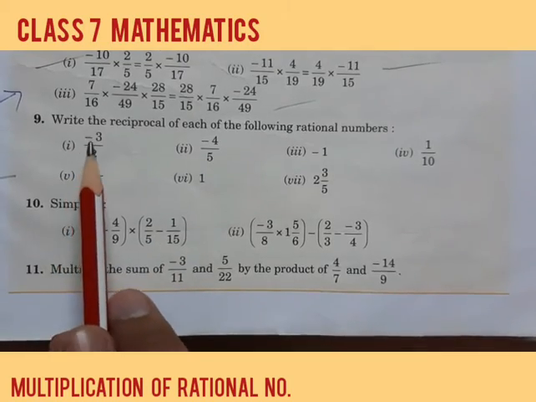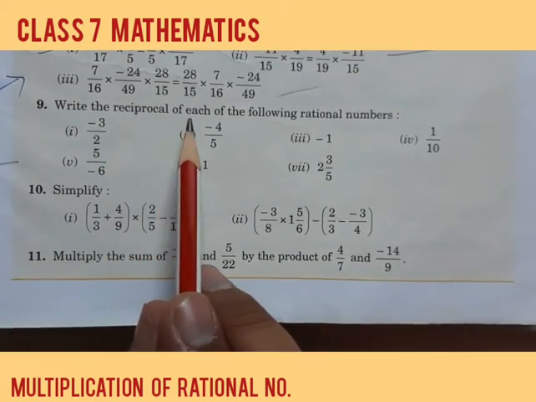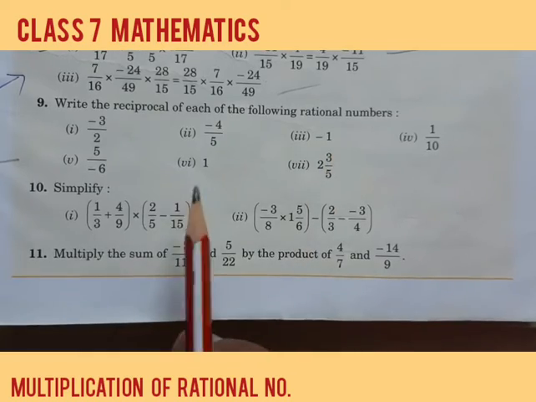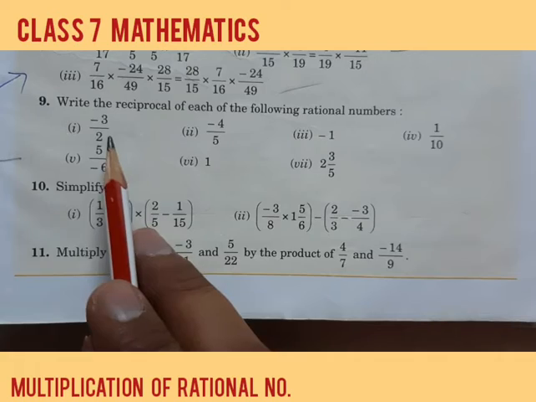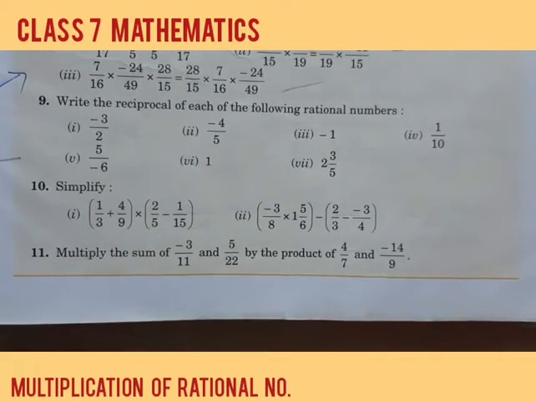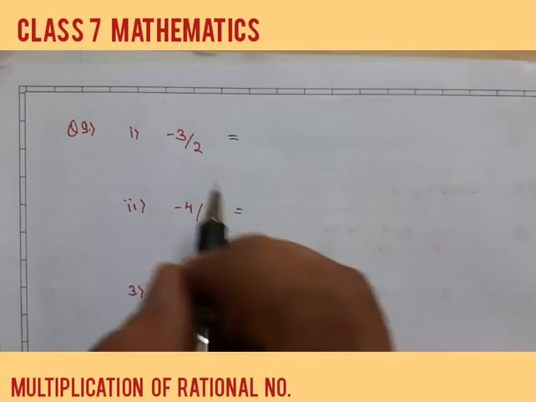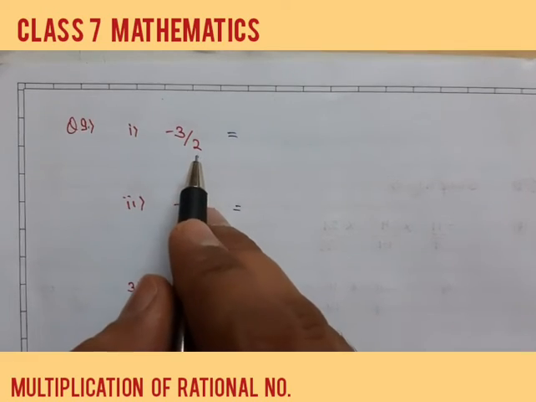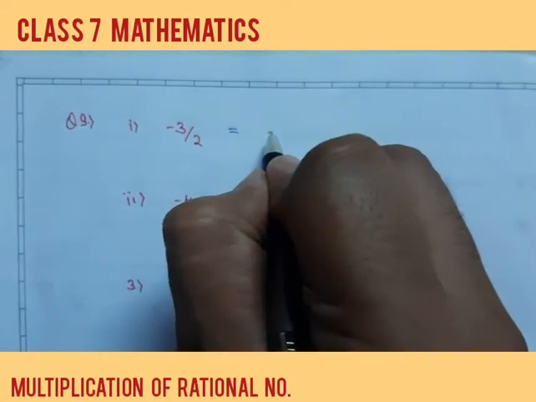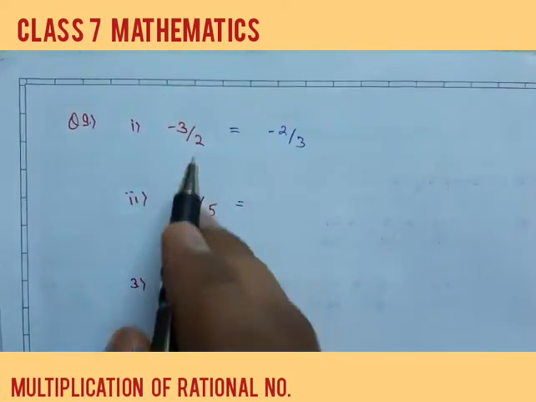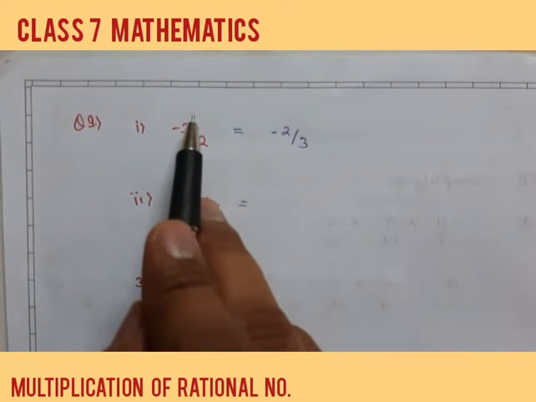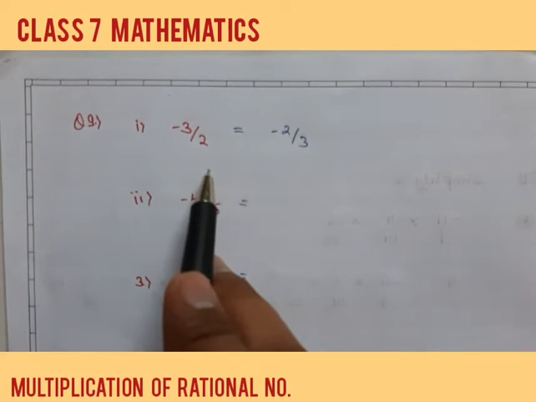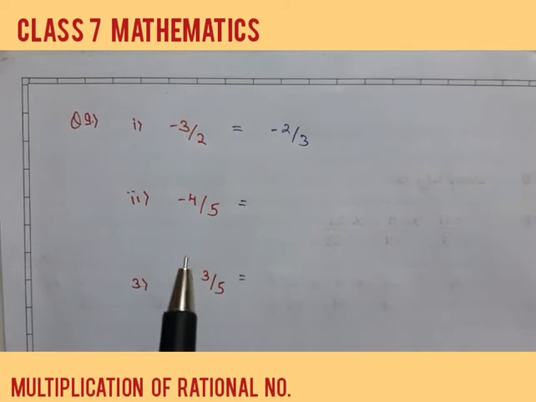Now the next question is: write the reciprocal of each of the following rational numbers. Minus 3 upon 2. Reciprocal means what? The opposite of the given number. Our first question is minus 3 upon 2. So its reciprocal will be what? Minus 2 upon 3, just the inverse of the given number. The denominator will go to the numerator and the numerator will come to the denominator. That is minus 2 upon 3.